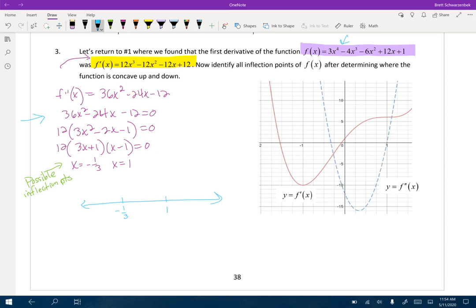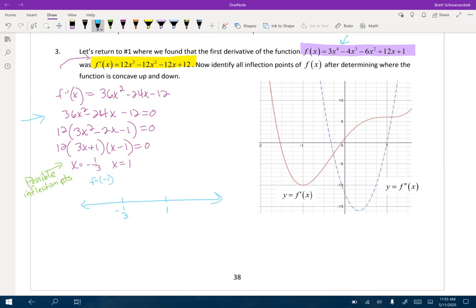So you do the same exact thing. We need to know the behavior in and around our possible inflection points to identify concavity and to identify whether it actually is an inflection point. So what do we do? We take a number to the left of -1/3, let's say -1, and we plug it into the second derivative.